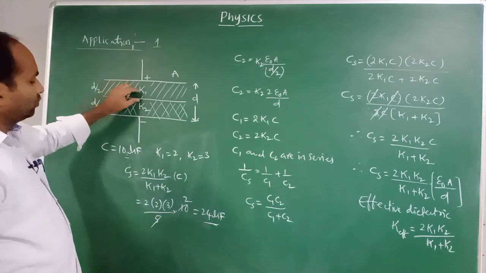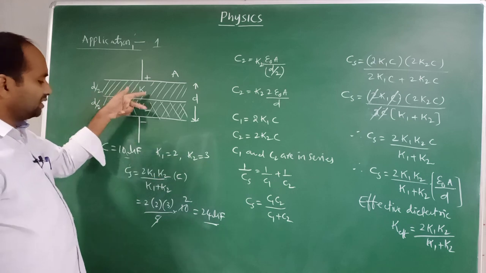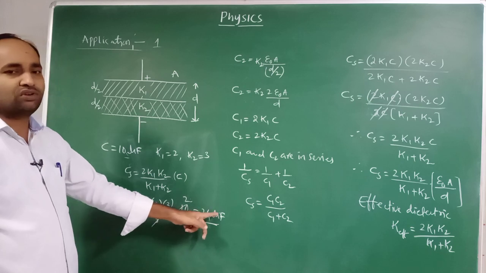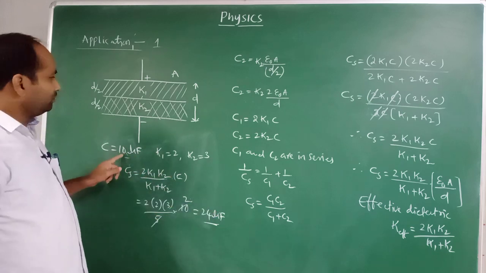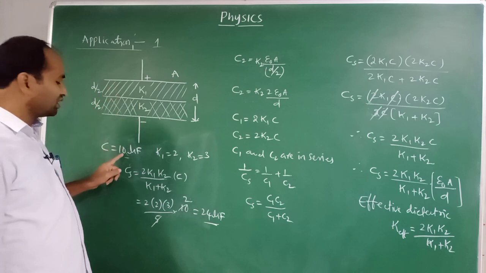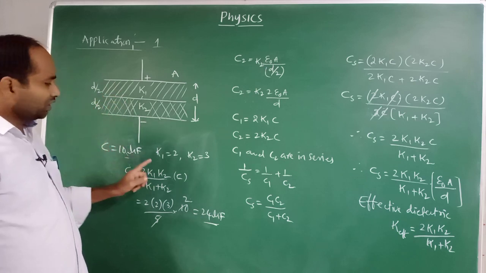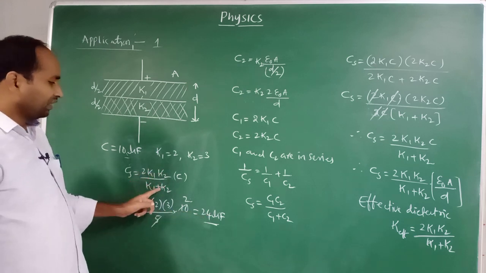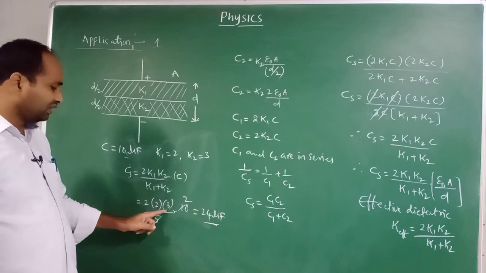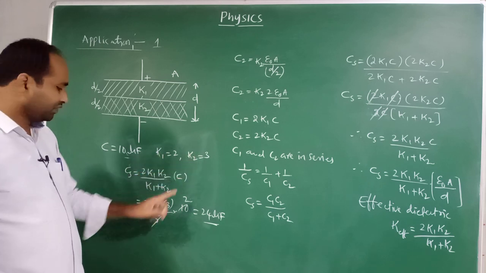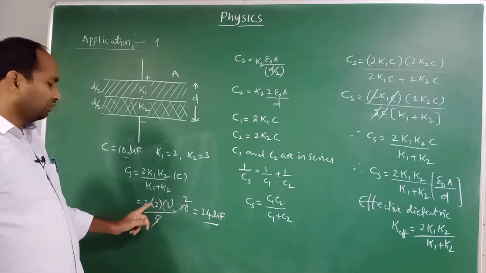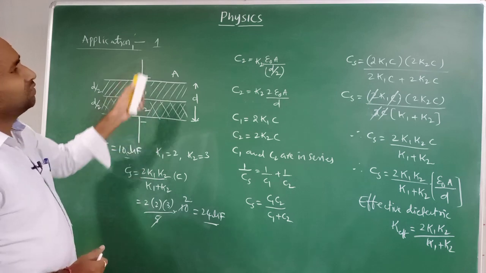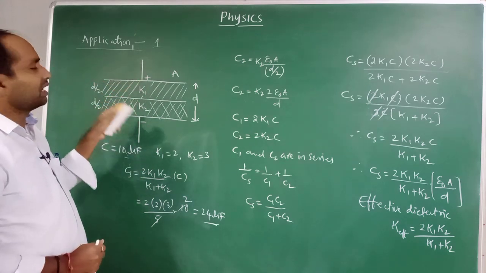When two dielectric slabs of 2 and 3 are inserted between the plates as shown in the figure, the effective capacitance becomes 24 microfarad. Before introducing the dielectrics, what is the capacitance? 10 microfarad. After introducing the dielectric slabs, the capacitance is 24. 2K1K2 by K1 plus K2 into C, K1 is 2, K2 is 3, K1 plus K2 is 2 plus 3, 5. So 2 into 2 is 4, into 2 is 8, into 3 is 24 microfarad. So this is the first application, introducing the dielectric slabs as shown in the figure.